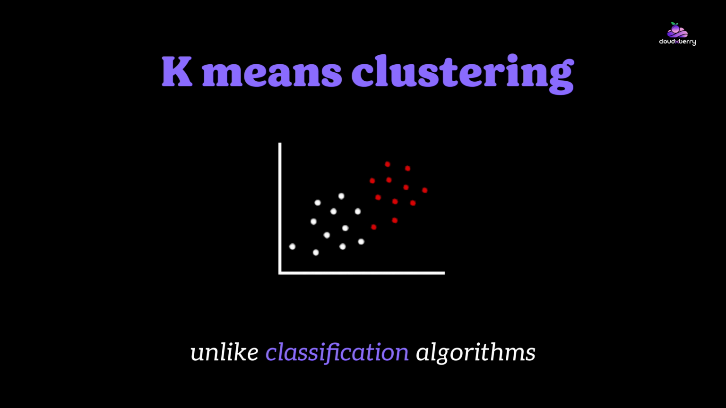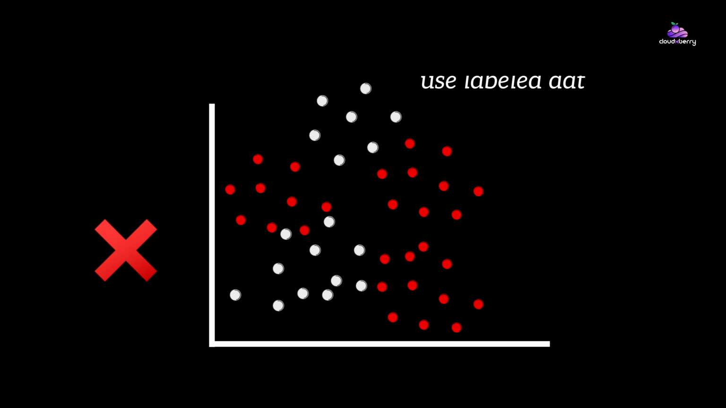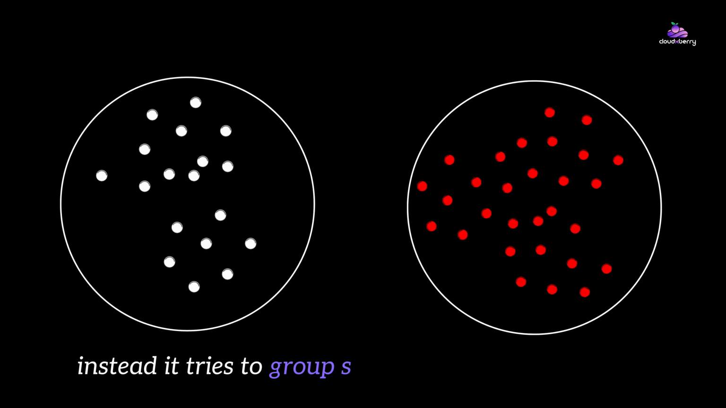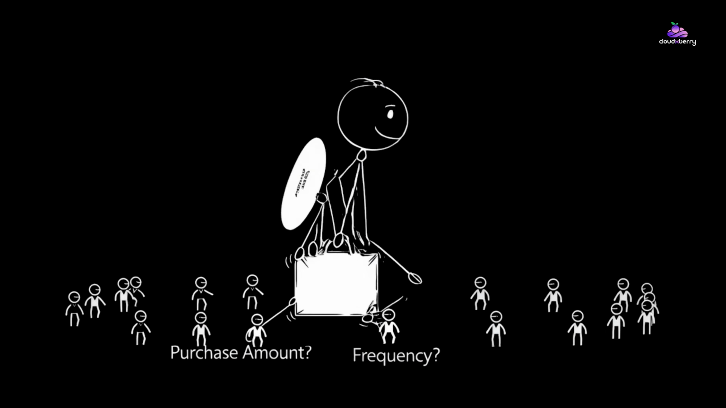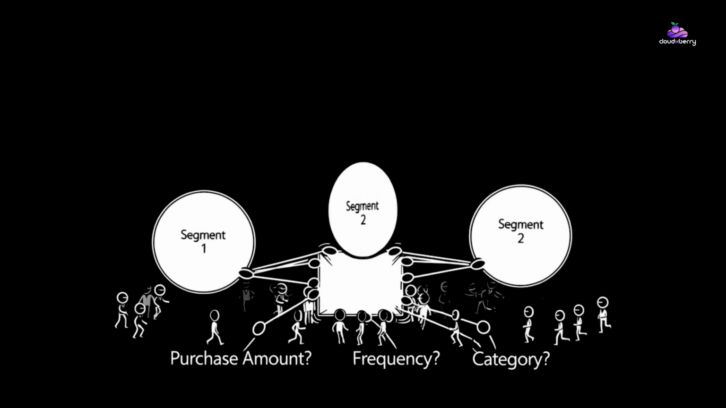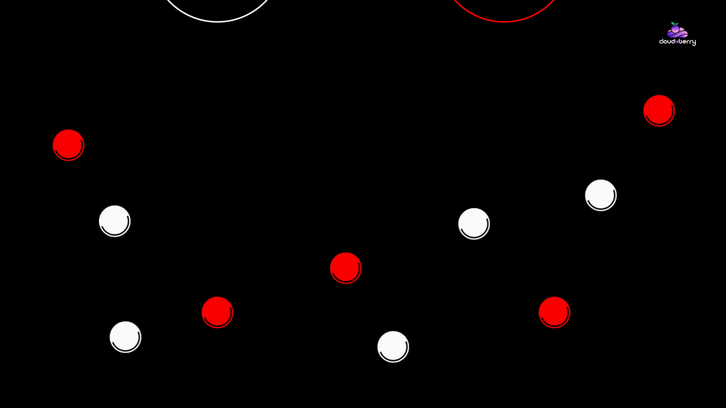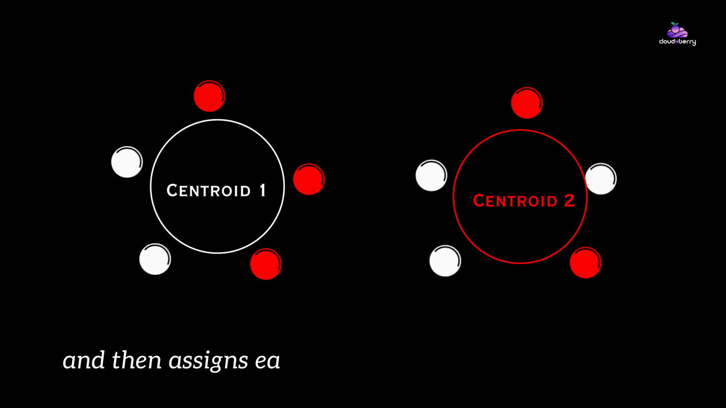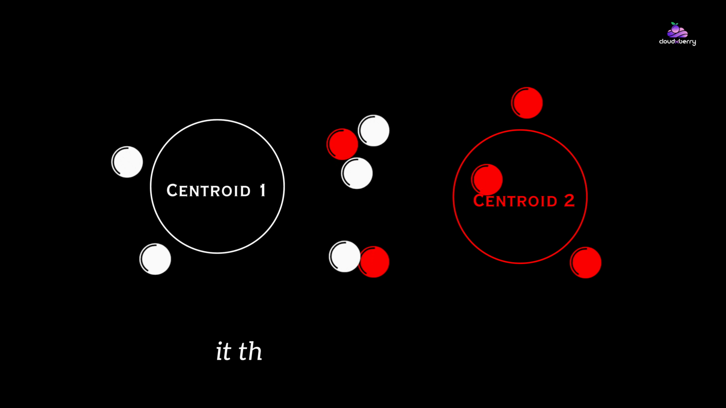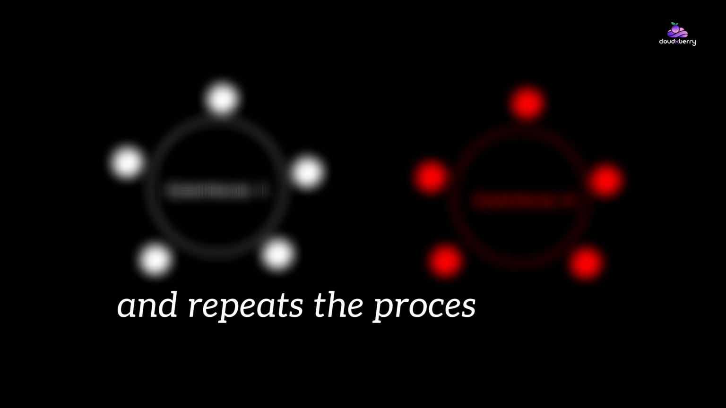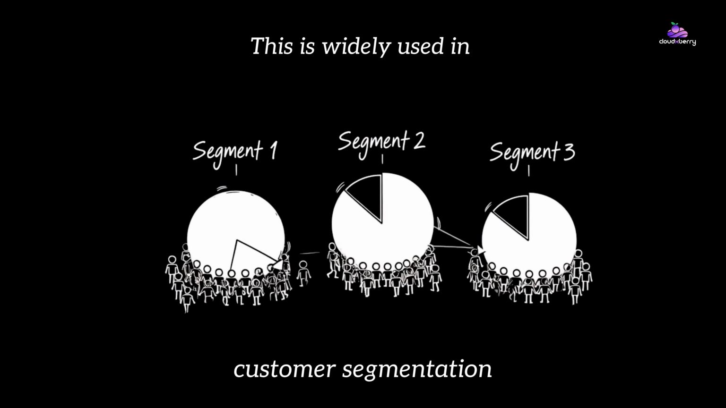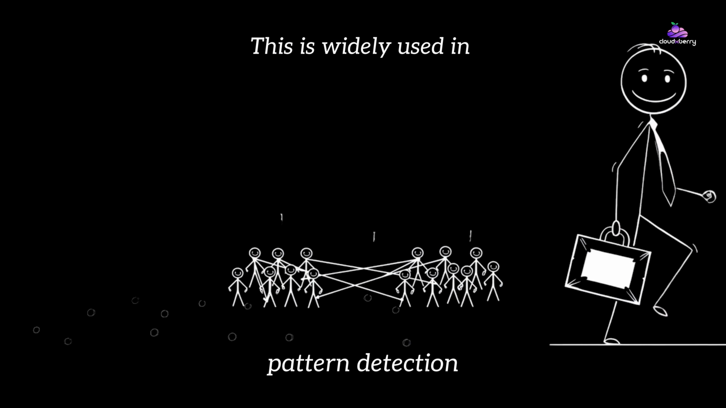Now let's move to K-means clustering, which is an unsupervised learning algorithm. Unlike classification algorithms, K-means does not use labeled data. Instead, it tries to group similar data points together. Imagine a company trying to segment its customers into different groups based on purchasing behavior. K-means starts by randomly placing cluster centers, and then assigns each data point to the nearest center. It then adjusts the centers and repeats the process until the clusters stabilize. This is widely used in customer segmentation, recommendation systems, and pattern detection.